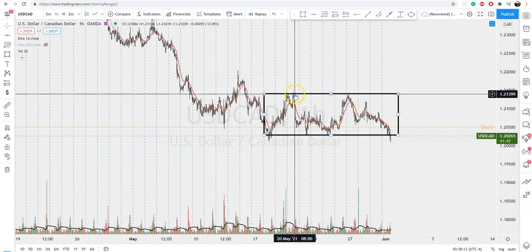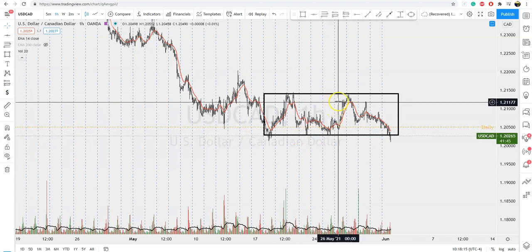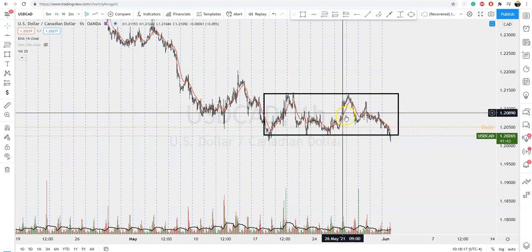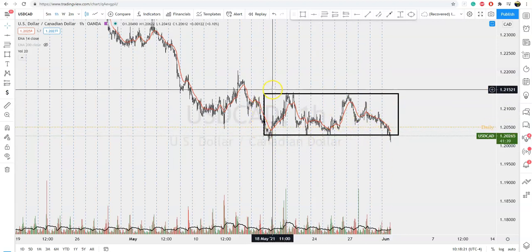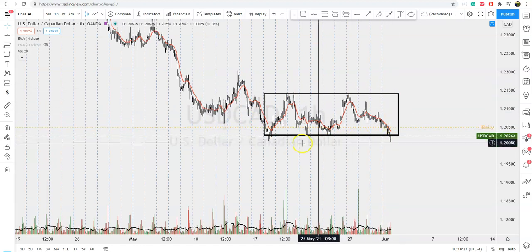Then it moves up and validates the resistance area. So now you have a bona fide range for sure. It's bouncing around, boom, boom, boom, boom, boom. These are levels that everybody is looking at.